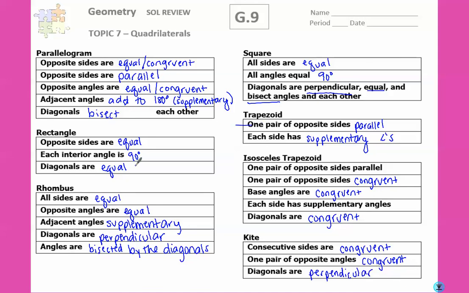So I know that's a lot of properties to remember. You're not going to have to write them all down on the SOL or anything, but you're going to need to know this to help you solve the problems. So let's look at our first example.